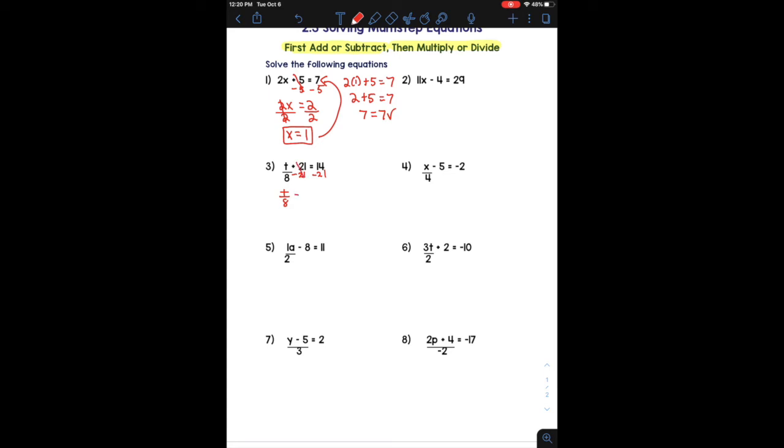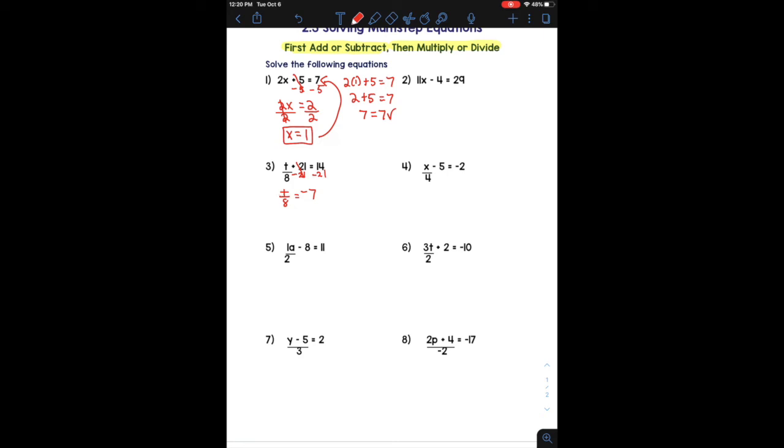We'd be left with t divided by 8. 21 minus 21 is 0, equals 2. Since it's 14 minus 21, we know we're going to have a negative number, and our answer is going to be negative 7.